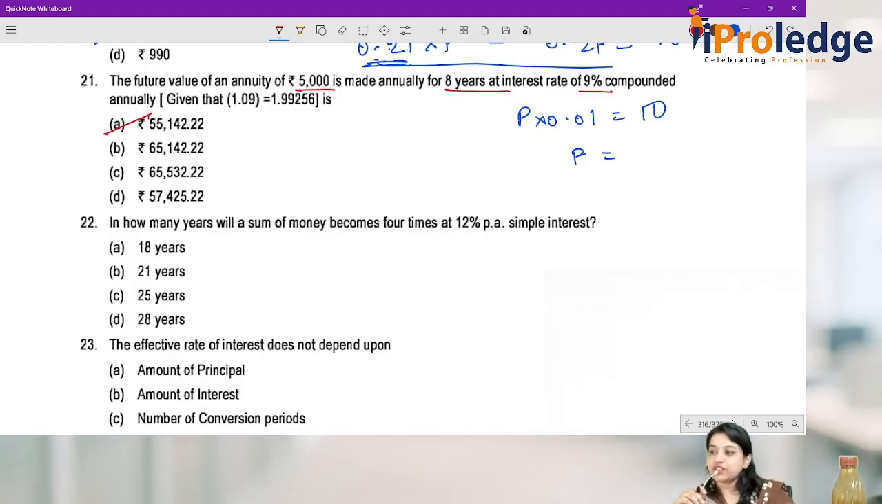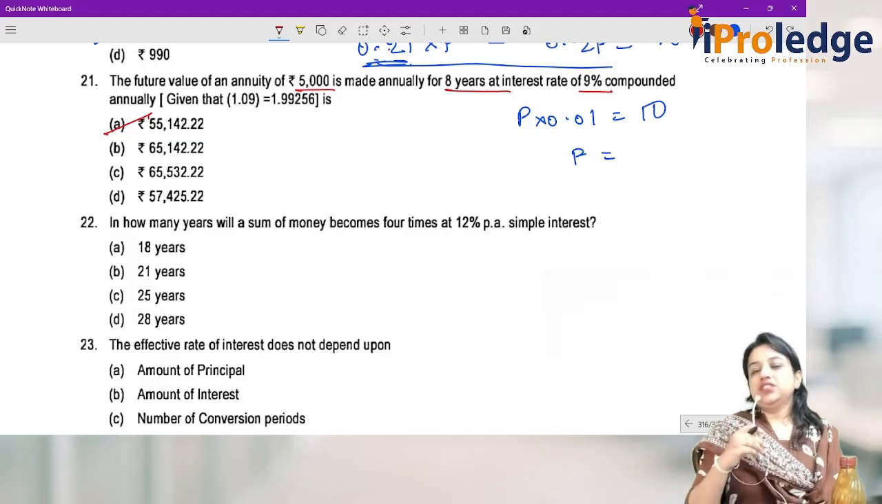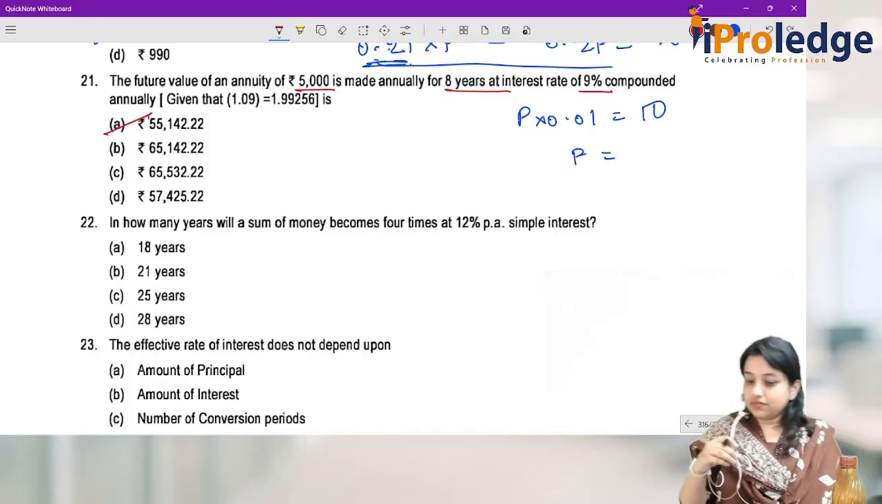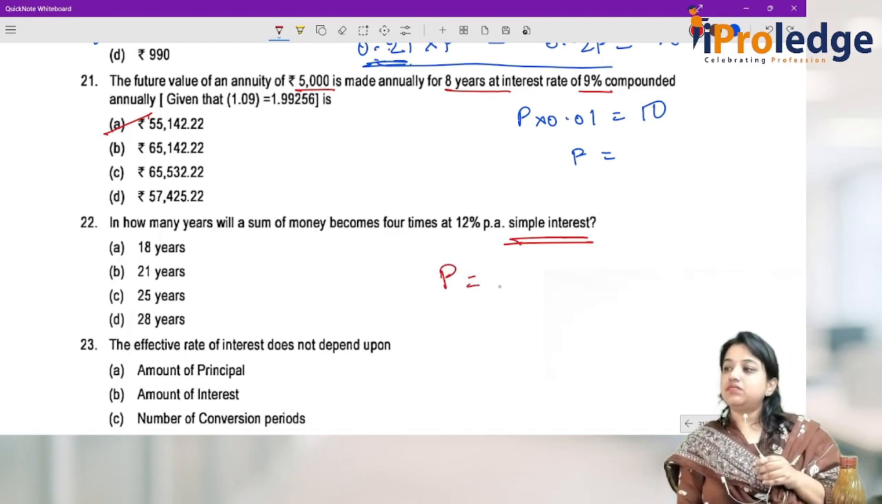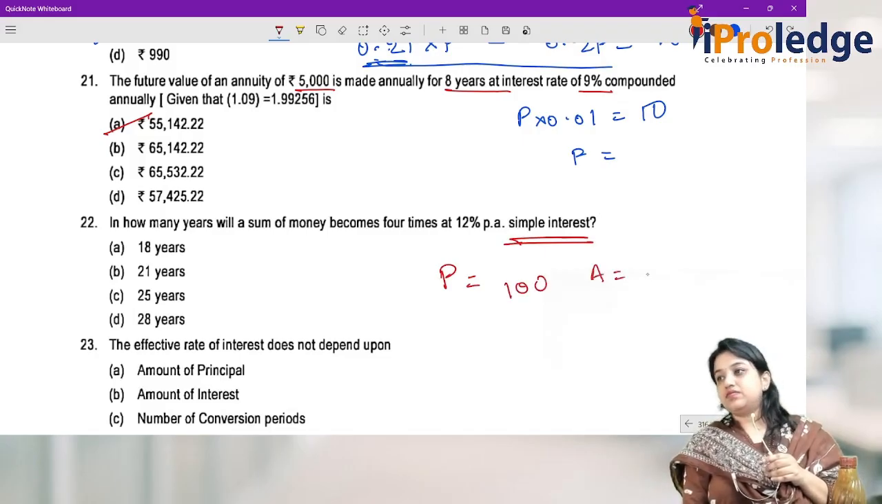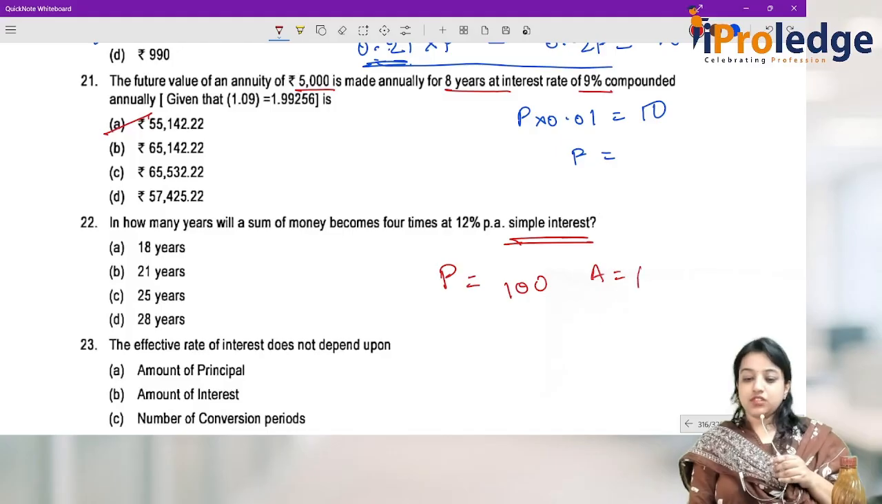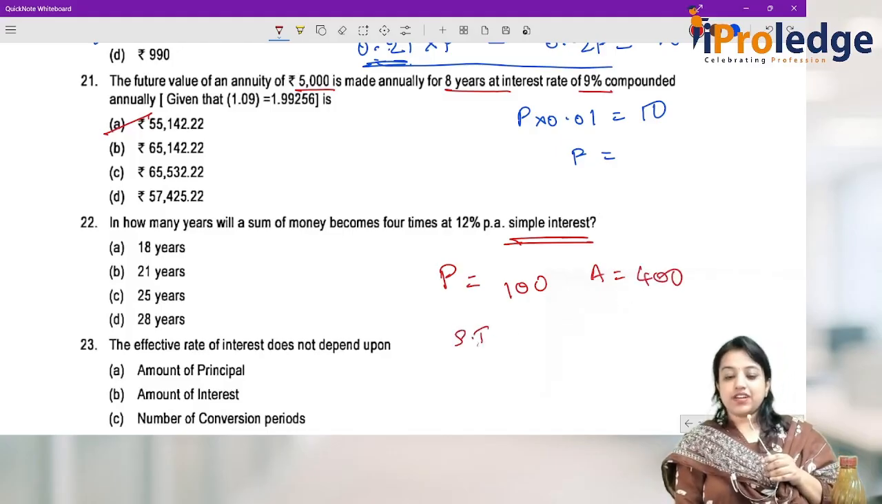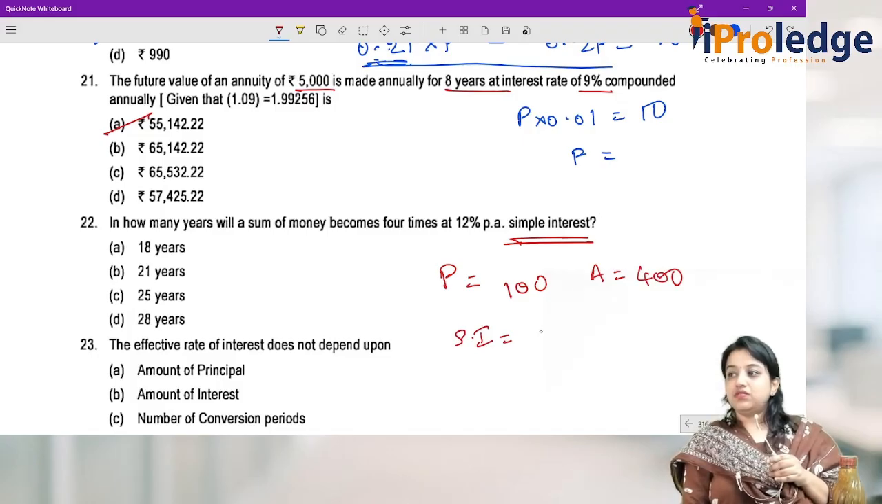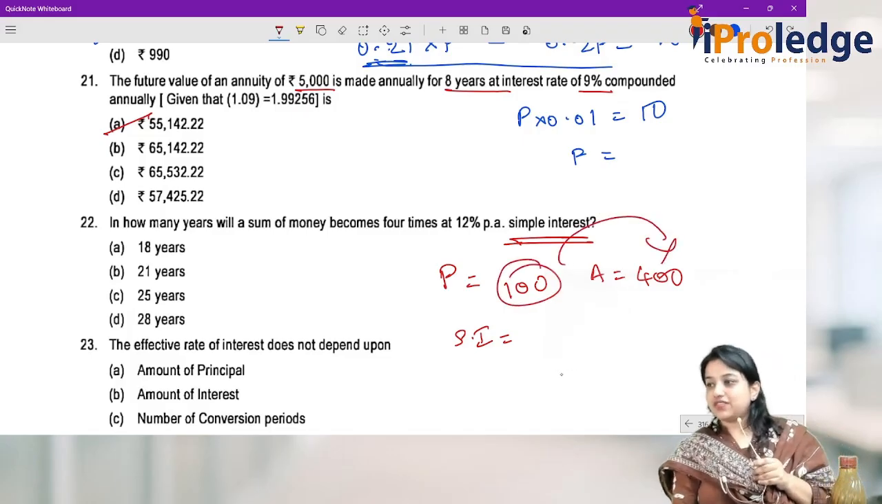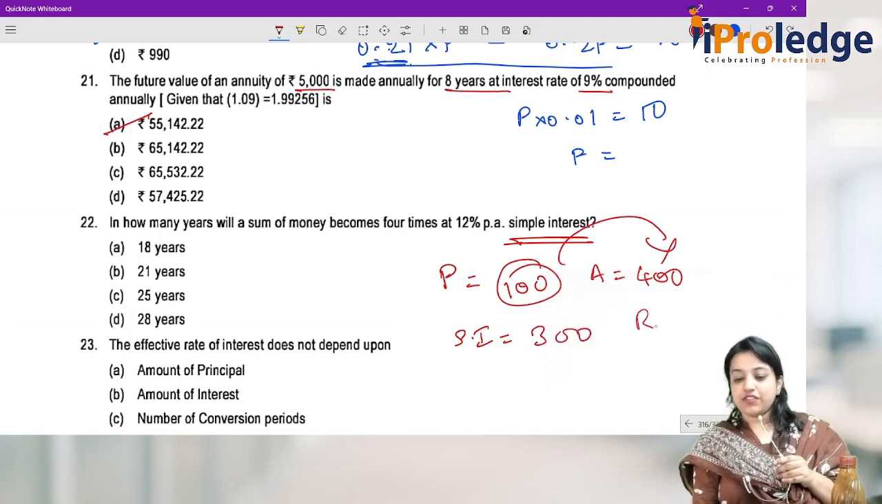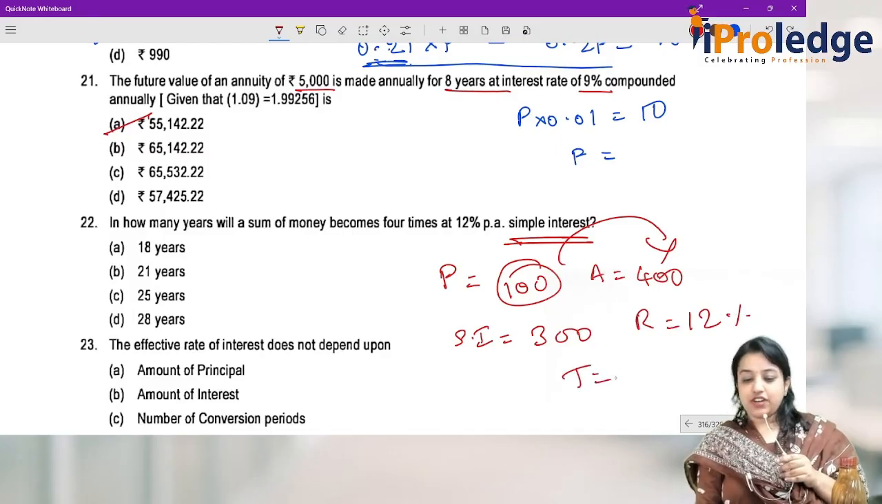Simple and compound first, you have to note that. What have they given? Sum of money and principal accumulated, four times 100. Then what is the simple interest term? Now you gave 100 rupees and 400 rupees has come. What is the interest term? 300. What is the rate of interest given? Find out the time.